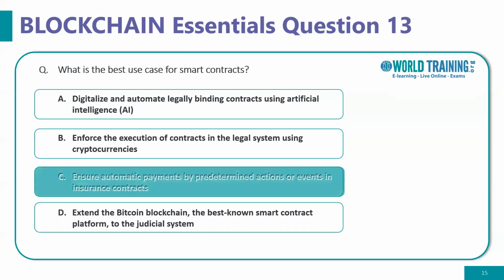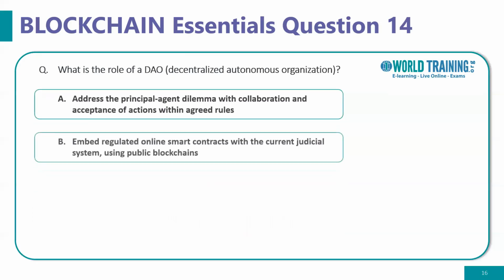So the right answer for this is option C, which is ensuring automatic payment by predetermined actions or events in the insurance contract. In a smart contract, all these things are defined in a piece of code, and these actions are executed automatically, and the payments can happen automatically once those conditions are met. So let's move to the next question.